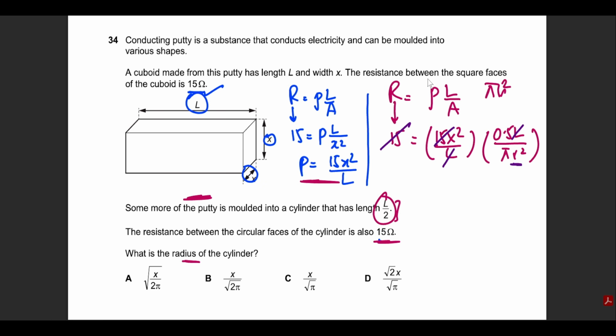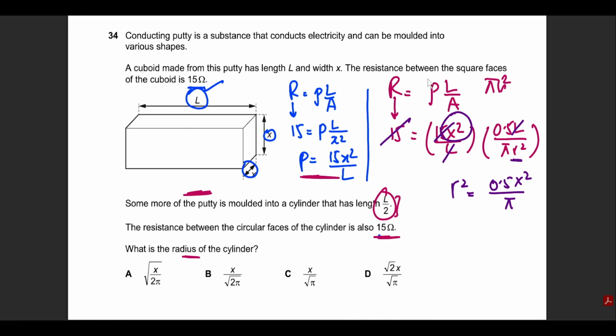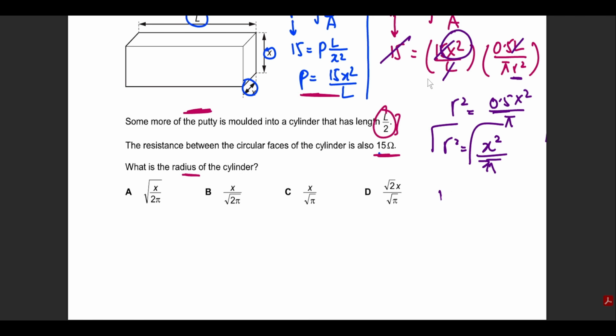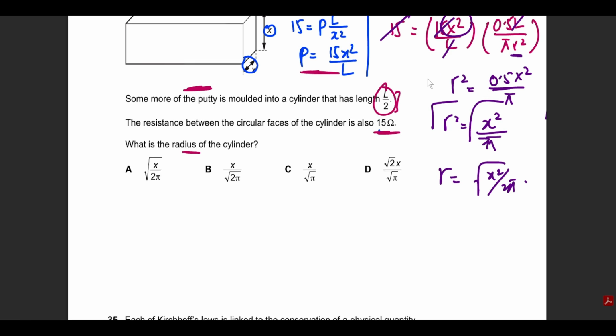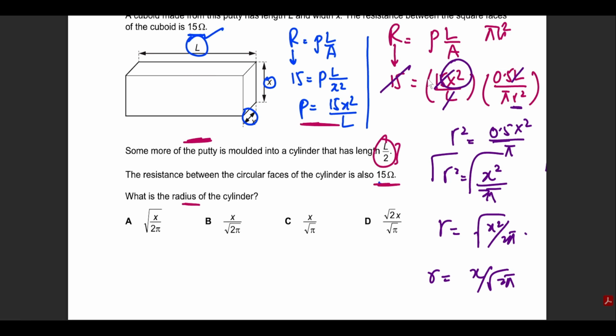We want to find this r. r goes to the side, so this becomes r squared is equal to 0.5 divided by pi times x squared. This x stays up. So r squared is equal to, this converted into half will become x squared divided by 2 pi. If you take the square root on both sides, this becomes r equals the square root of x squared divided by 2 pi. Then r is equal to x divided by the square root of 2 pi. So it should be B.